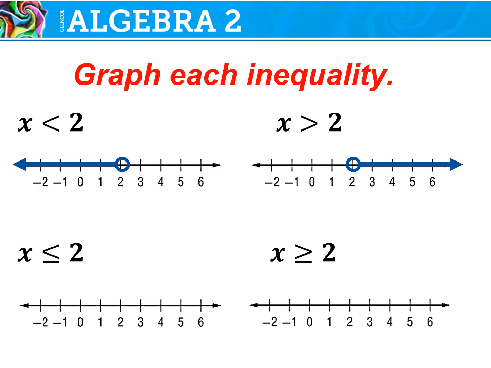Bottom left, x is less than or equal to 2. So we're still going left, but now the 2 is included, so it is a closed circle. Bottom right, x is greater than or equal to 2. So it includes the 2 and everything greater than it.